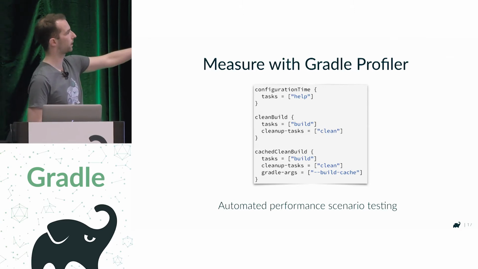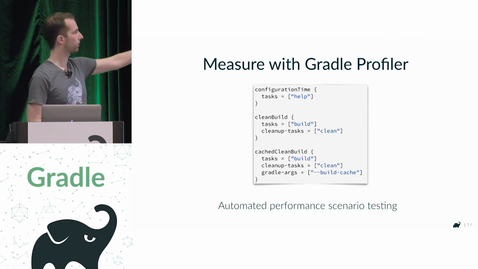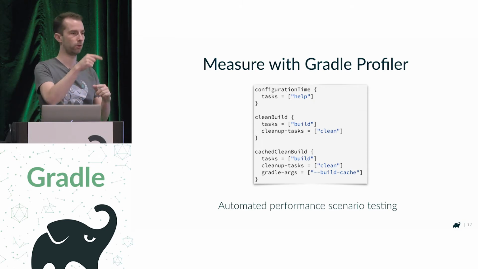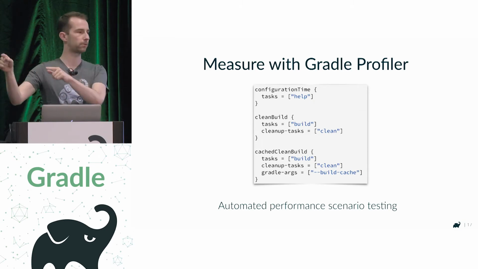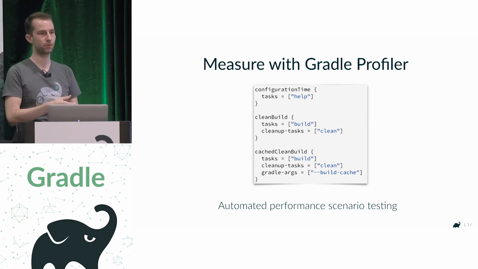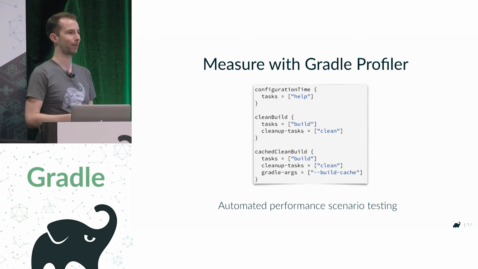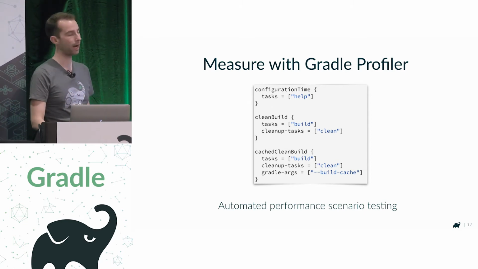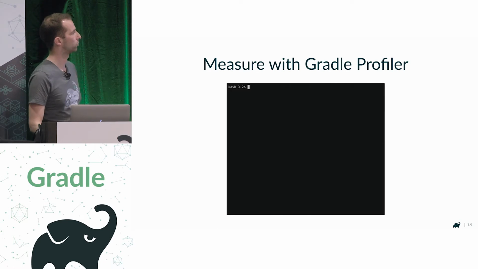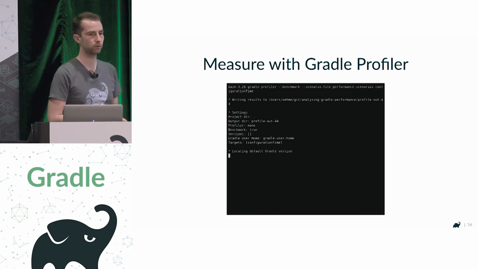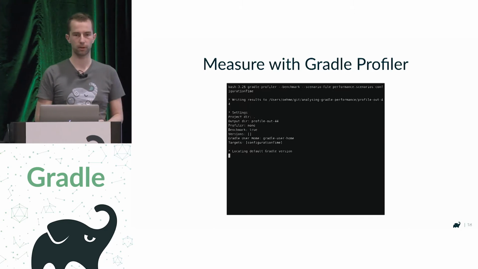So you can define a scenario that says, run the assemble task after making a non-ABI breaking change to this file. And do 10 warm-ups, please, and use the --build-cache flag, for instance. You can automate all of these scenarios, and then the Gradle Profiler will run them for you, produce a nice report of how long it took, what the standard deviation was, etc.